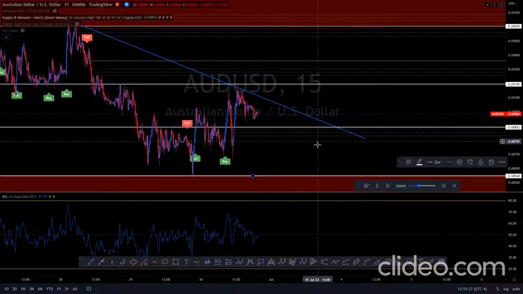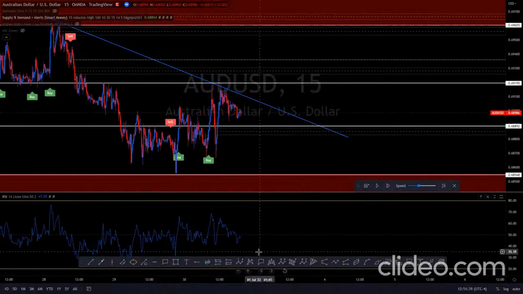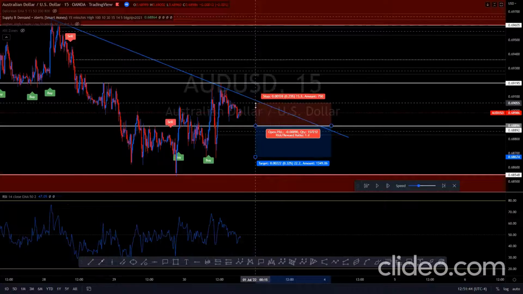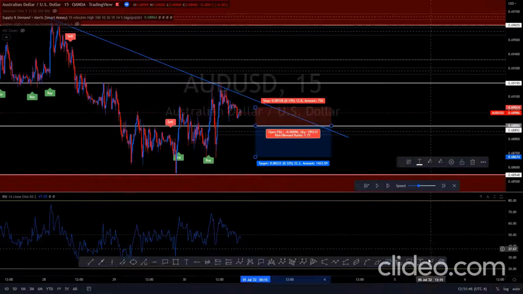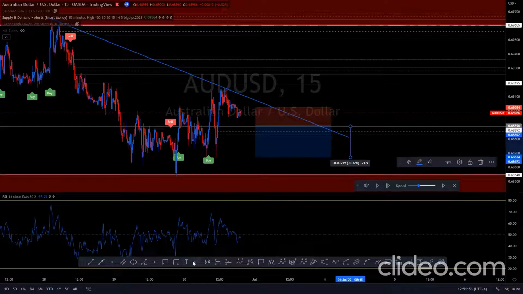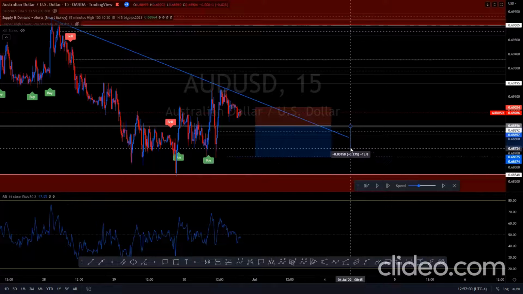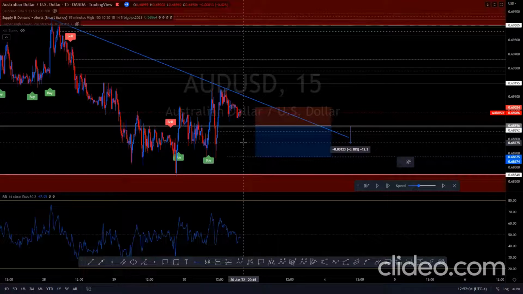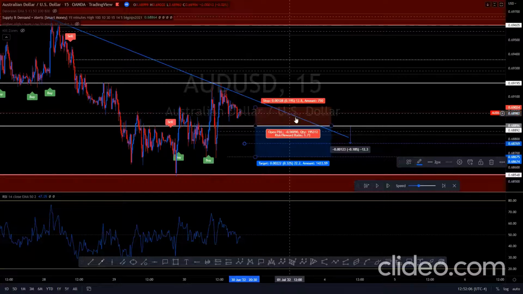Now, what I would do is plan my trade. So if it's going to sell, put my stop loss here. And I would be looking for at least 20 pips. And this is going to really be the second take profit. First take profit is at least 12 pips. And that's what I'll be looking for.